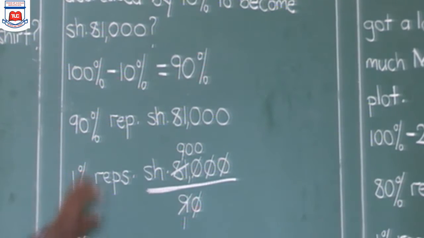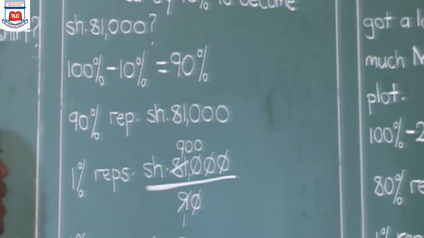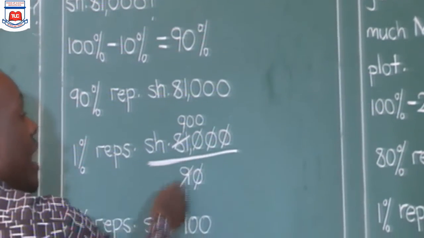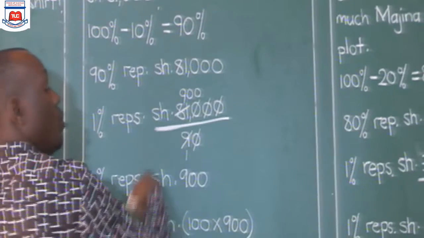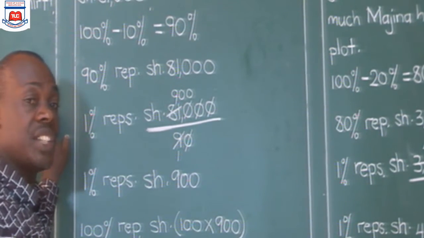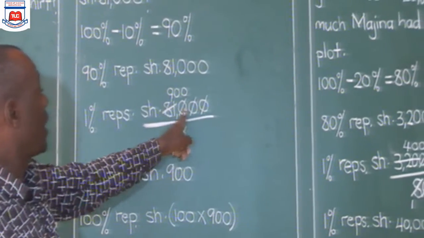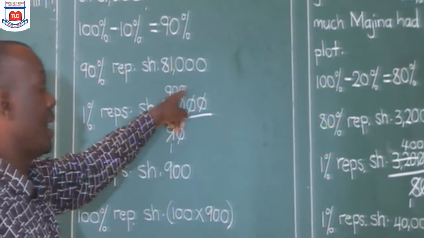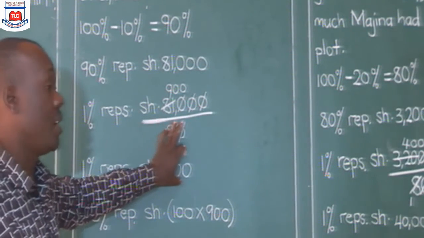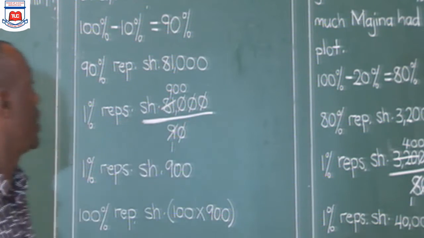Then 1% represents 81,000 divided by 90. You divide by 10 by 10. 9 divided by 9 once. 81 divided by 9. Good, it's 9. So 0 divided by 9 is a 0, and 0 divided by 9, get a 0. So 1% represents 900 shillings. 1% represents 900 shillings.